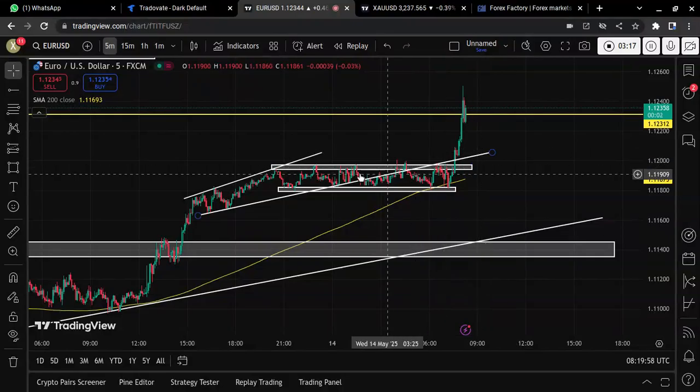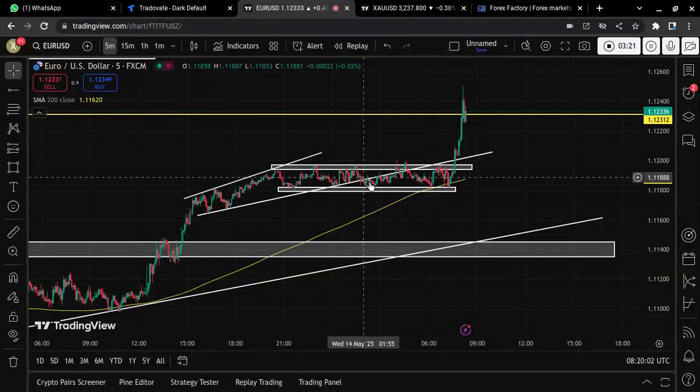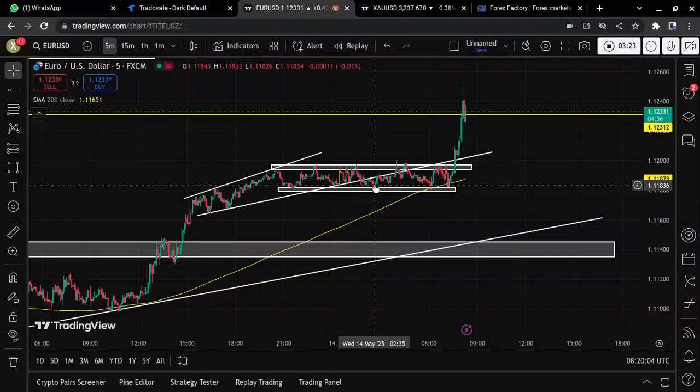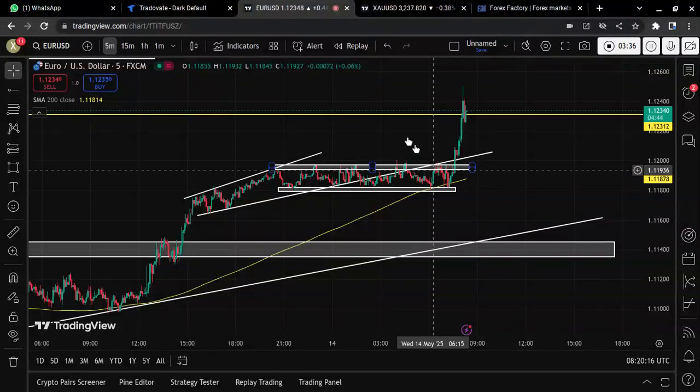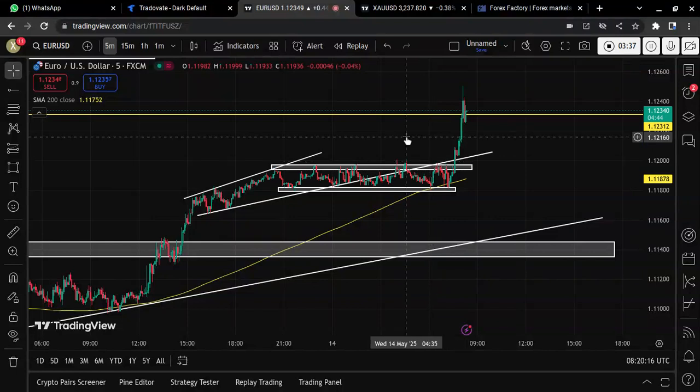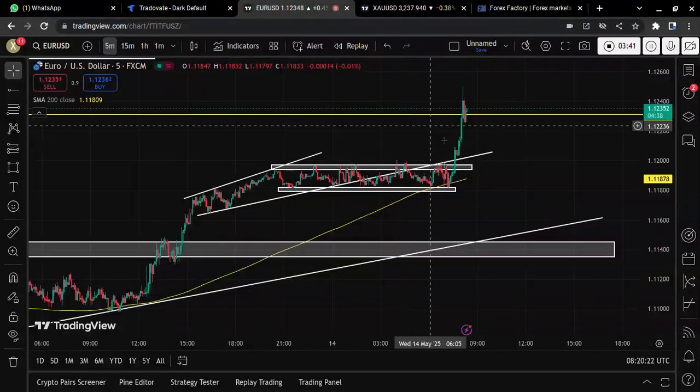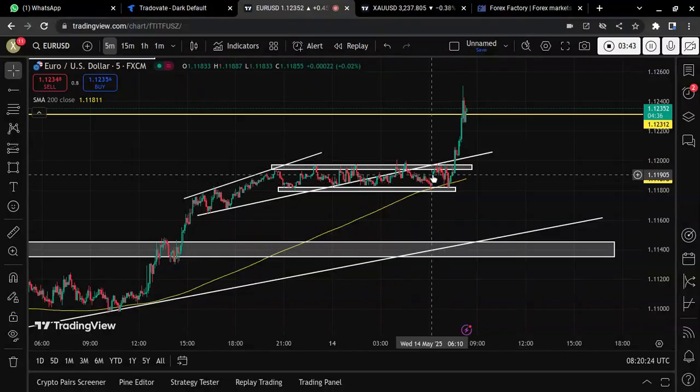When I woke up and started this whole analysis, price was around here, around 6 a.m. this morning, in this zone. Then I saw this huge big candlestick push, which gave me the idea that we might see it push up.